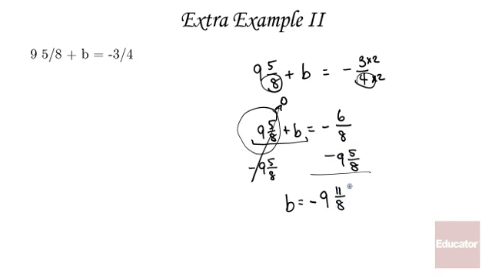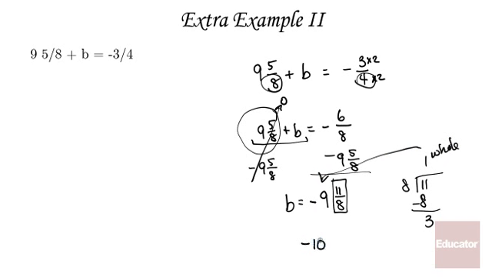I can't leave my answer like this because I have an improper fraction here. So let's simplify that. 8 can go into 11 once, with a remainder of 3. So this is my new 1 whole. I'm going to add that to the 9 here. 9 plus 1 is going to be negative 10 with 3 over 8. So b equals negative 10 and 3/8.